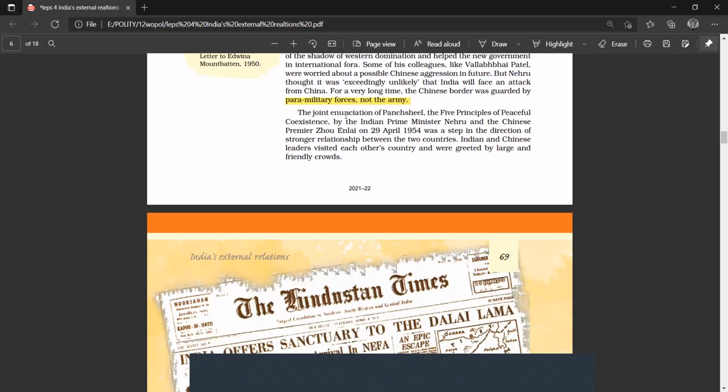The joint enunciation of the Panchsheel, the five principles of peaceful coexistence, by the Indian Prime Minister Nehru and the Chinese Premier Zhou Enlai. Zhou Enlai was the Chinese Premier on 29th April 1954. So you can understand that here we are signing something very important for the democracy and peace of the two countries. But China was always a backstabber, and what happened next will make you a firm believer in our policies. This was a step in the direction of a stronger relationship between the two countries. Indian and Chinese leaders visited each other's countries and were greeted by large friendly crowds.